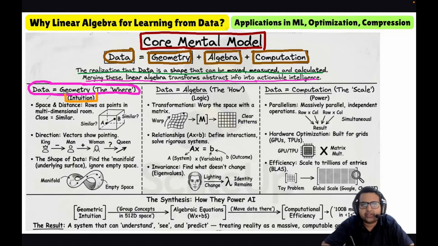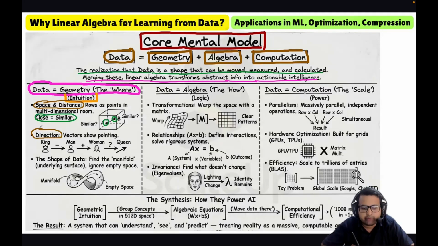So, space and distance. Every row in a data set is a point in a multidimensional space. If two points are close together, they are similar. So if we treat data as a geometry, then every data point will be a point in a space. And if the distance between the points is less, it means they are similar. So closeness means similarity. That is the advantage we get if we treat data as a geometry. Using the space and distance, we can find out whether they are similar.